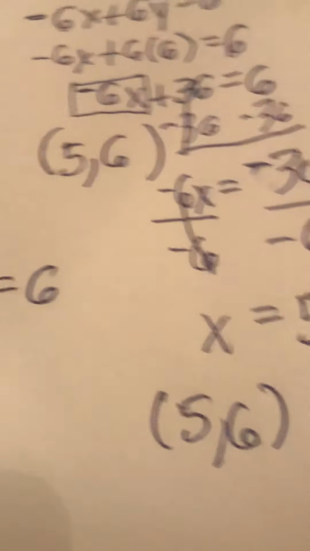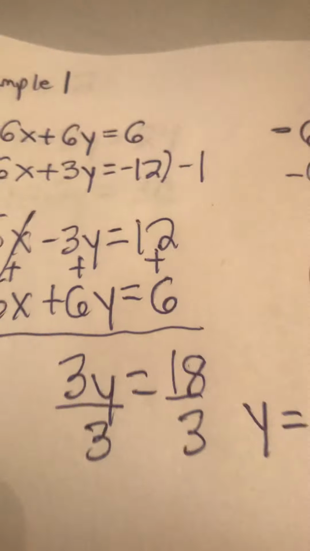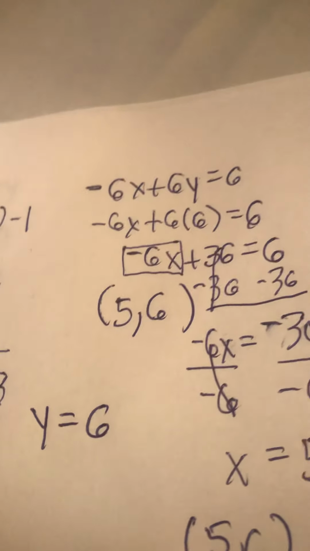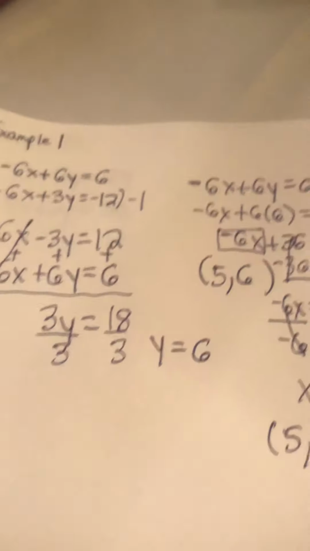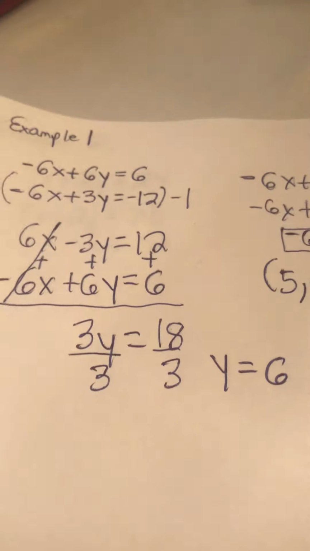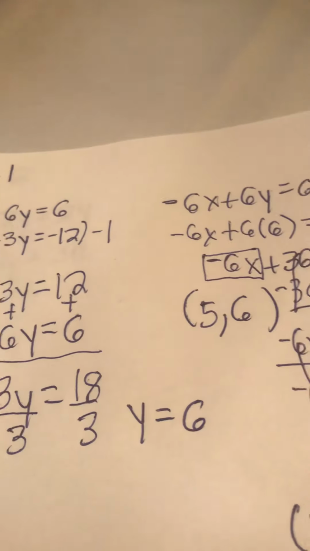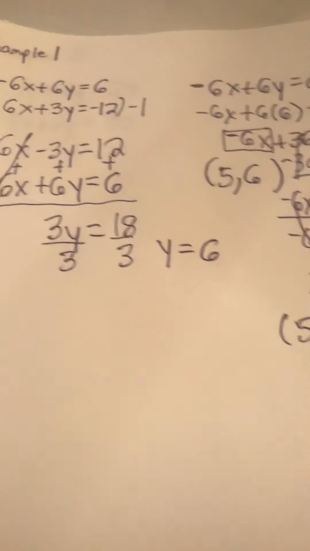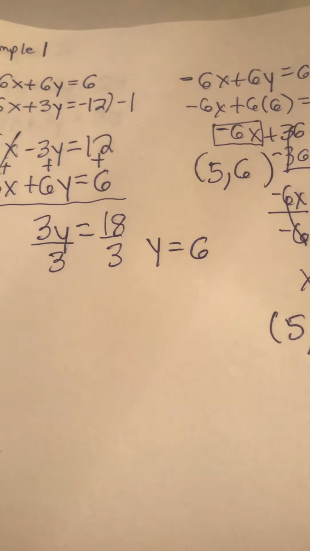And as always, you can plug in those ordered pairs and make sure it balances both equations. So, elimination method, I think, is a lot simpler than substitution. This takes a little bit of getting used to. So that was our first example.